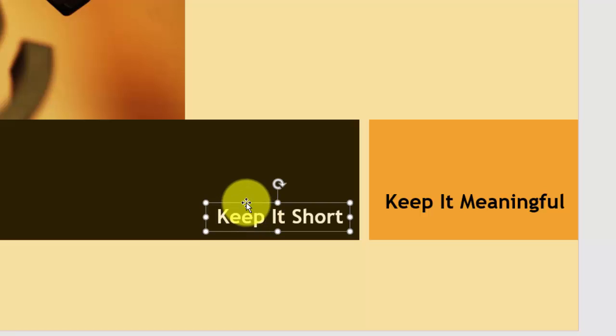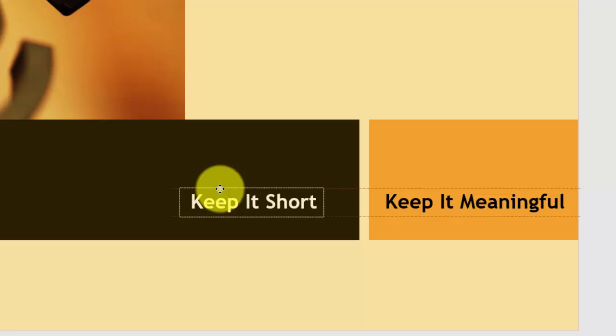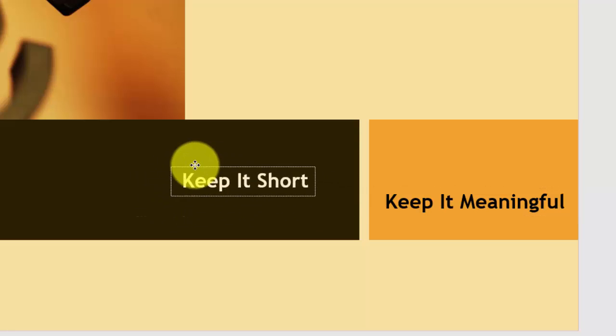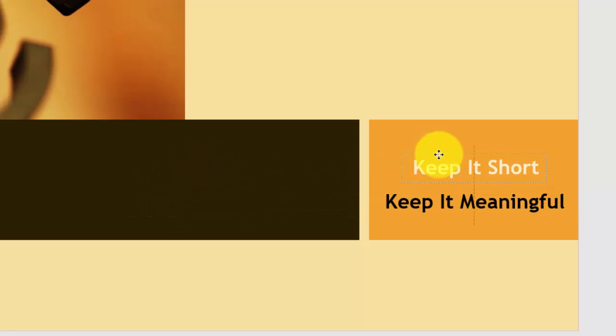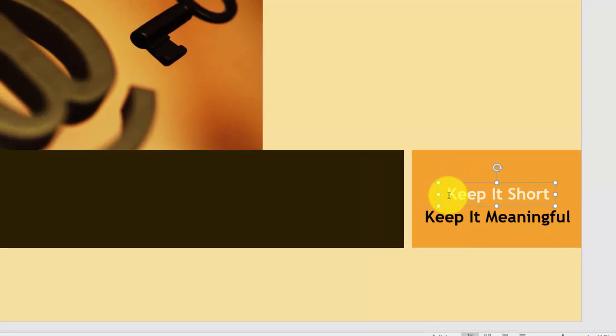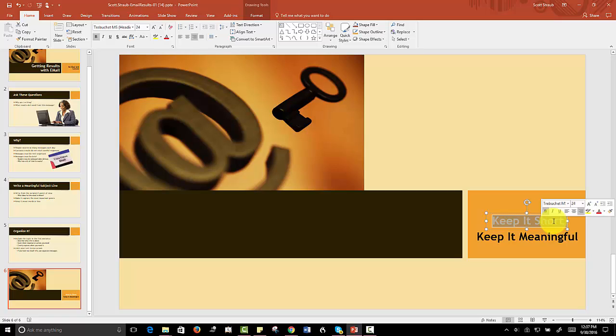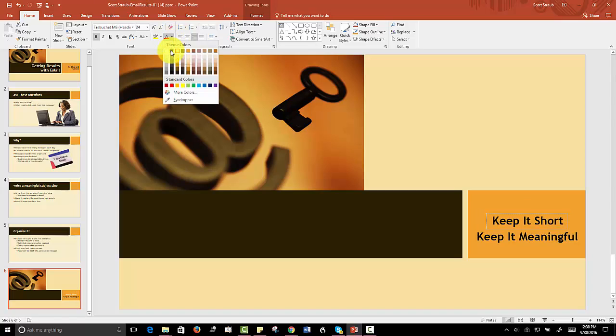So what I need to do is I can move it. Once again, if I grab the edge and I see this unique pointer here, I can move it anywhere I like. It says to put it above, keep it meaningful, and it also wants me to change the color of the text to black, text 1. So I highlight it, come up top here, and I change it to black.